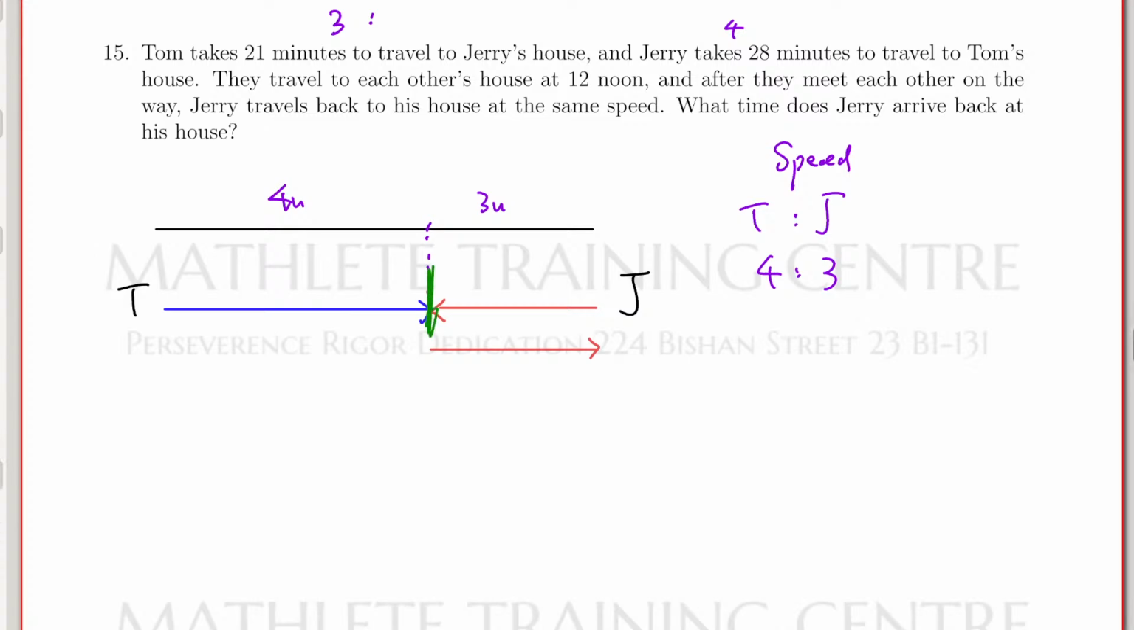So what that means is that at this point, Jerry will actually travel 3 over 7 of his usual amount of time, right? At this point, Jerry will travel 3 over 7 of his usual time of 28 minutes. So 3 over 7 of the usual time of 28 minutes will be equal to 12 minutes. So Jerry will take 12 minutes to reach the meeting point. And then that means that Jerry will take 12 minutes to go back home. So the answer for this question is 12 noon plus 24 minutes, 12:24.